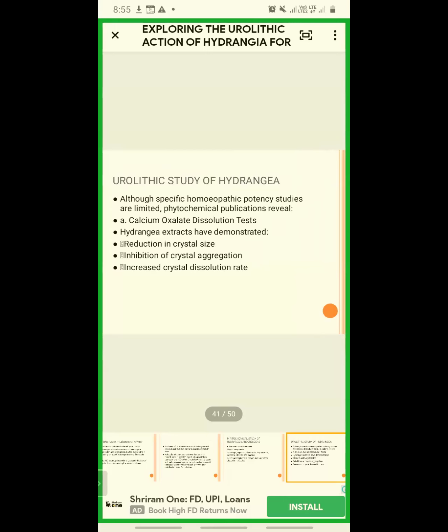Next is the antiurolithic study of Hydrangea. There are many publications regarding the antiurolithic study. Hydrangea is supposed to undergo a calcium oxalate dissolution test. Hydrangea has undergone various studies in the laboratory, both in vitro and in vivo, and also scientifically. The antiurolithic action results in a reduction in crystal size, inhibition of crystal aggregation, and an increased crystal dissolution rate.